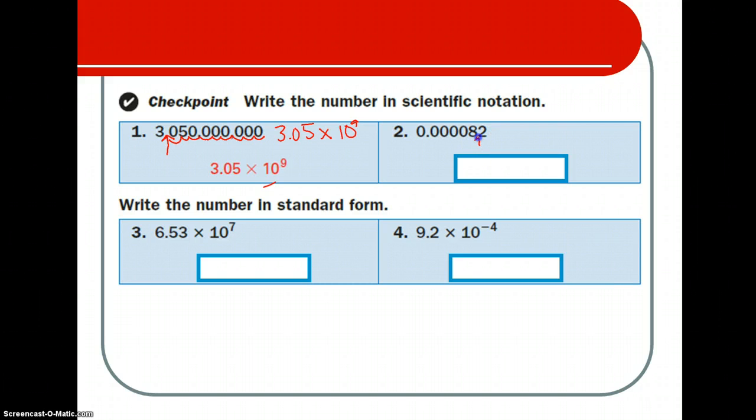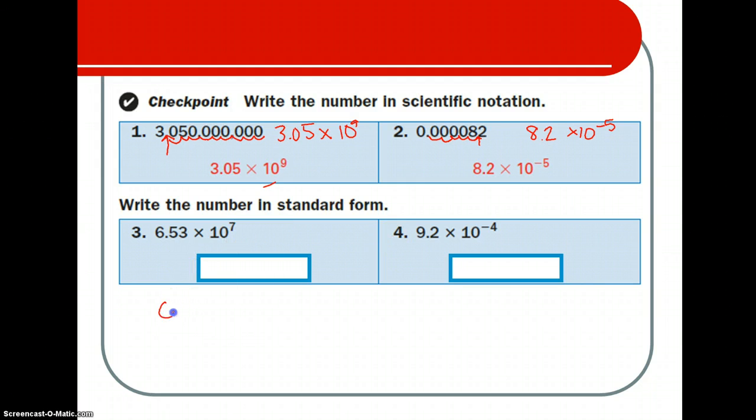For number 2, put the decimal between the 8 and the 2, because that's between 1 and 10. And we moved it 1, 2, 3, 4, 5. And it's negative because it's a small number.